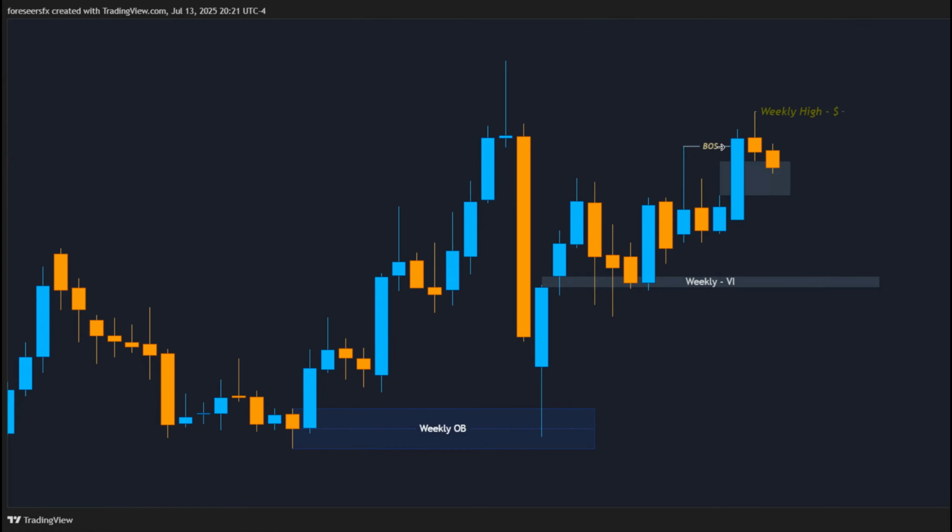So we have another small breakup structure here, and then price is coming down to fill in this fair value gap, right? So what we can expect is for price to keep targeting more higher highs. So we expect this weekly fair value gap to be respected and for price to move up to the weekly high to take out some of that liquidity.